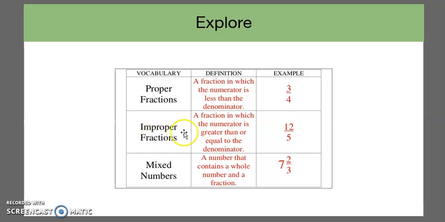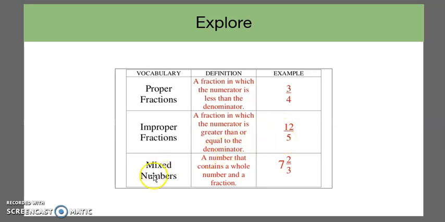An improper fraction is a fraction in which the numerator is greater than or equal to the denominator. Here we see that 12 is our numerator, 5 is our denominator, and 12 is larger than 5.